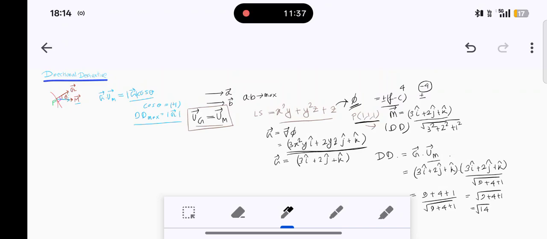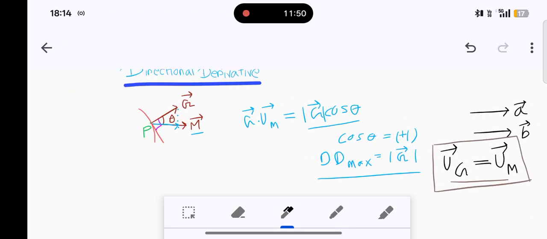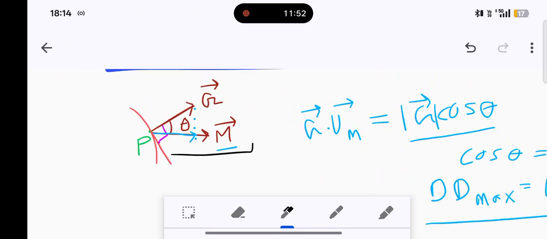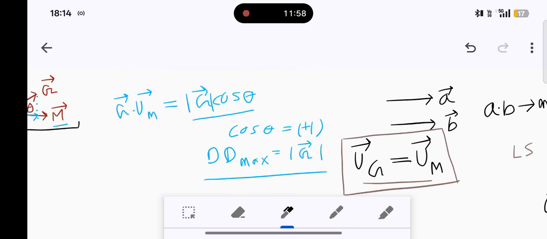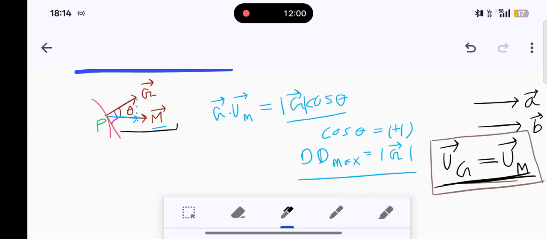In the next video I will talk about curl, and some more examples, because when you understand what the directional derivative is, then the examiner will try to play with the directions. He or she will give you a very complicated m, so that you can't calculate it easily. In that case you need to understand this condition. In the next video I will talk about some more examples so that you can understand what I mean.